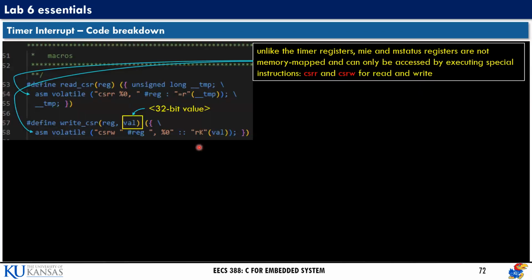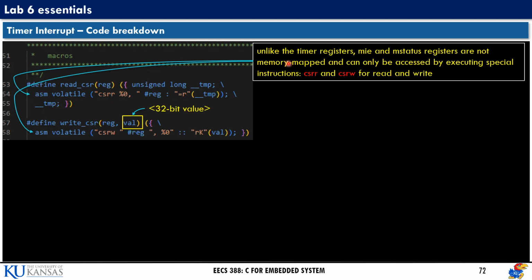Now let's dig deeper into our code. In the library we have some macros here. A macro is, as we already know, just a variable that holds some value. But here our macro is kind of a function that the preprocessor will load or write the value for during compiling. Unlike the timer registers, the MIE and the mstatus registers are not memory mapped. This is unique from the other registers.